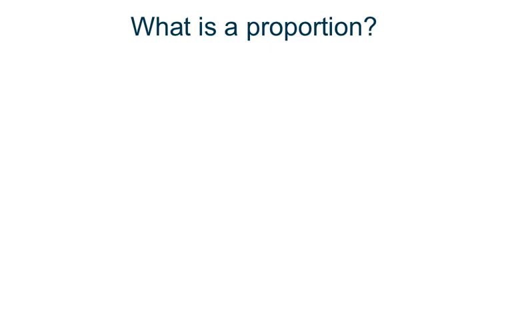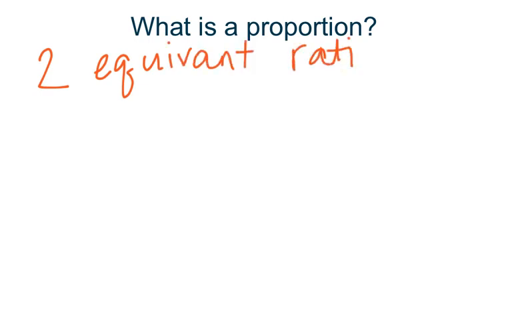All right, so we're going to talk about proportions today, and the very first thing that we're going to talk through is what is a proportion. So a proportion is two equivalent ratios. We can also write ratios as fractions. So really, proportions are just two equivalent fractions.